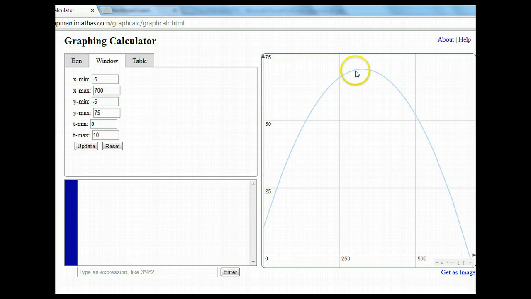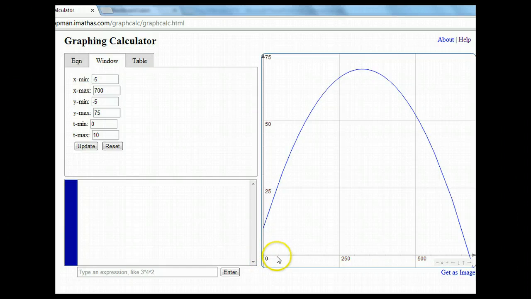So again, it kind of stinks that I have to just estimate this. Okay, but I can see it's pretty close to 70. I would estimate that to be about 69 feet. So my maximum height, go ahead and write down, is 69 feet.